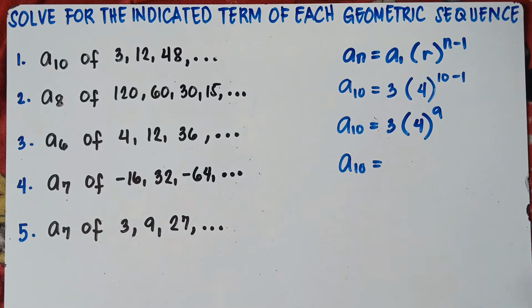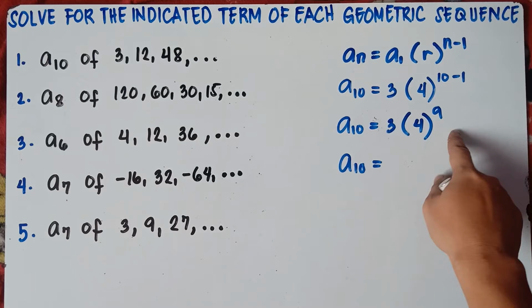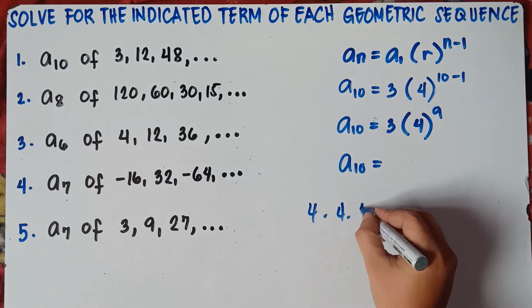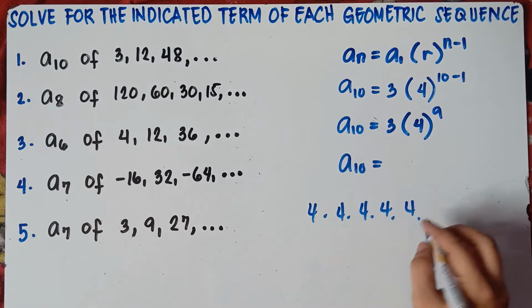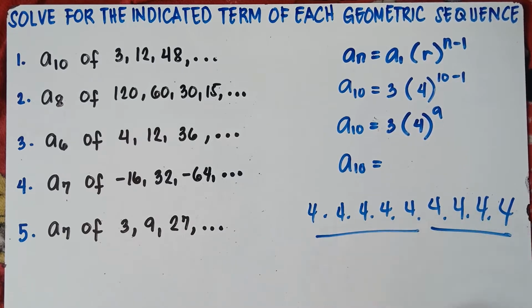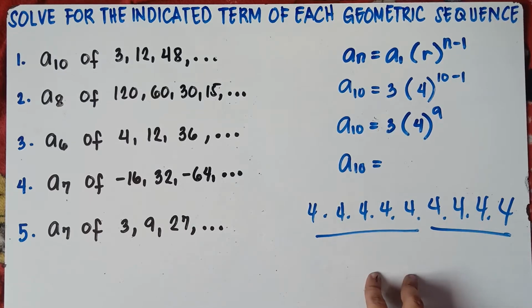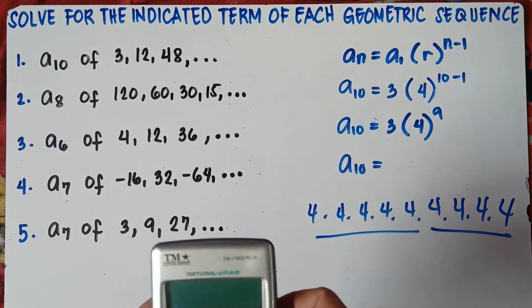What is that? 4 raised to the power of 9 means you multiply 4 by itself 9 times. So this will be 4 times 4 times 4 times 4 times 4 times 4 times 4 times 4 times 4. So we have 9. Now it's hard for us to multiply this one class without using the calculator. And I hope that your teacher will allow you to use a calculator. We can actually do it manually by multiplying 4 by itself 9 times, but it will take time class. So we will just use the calculator.